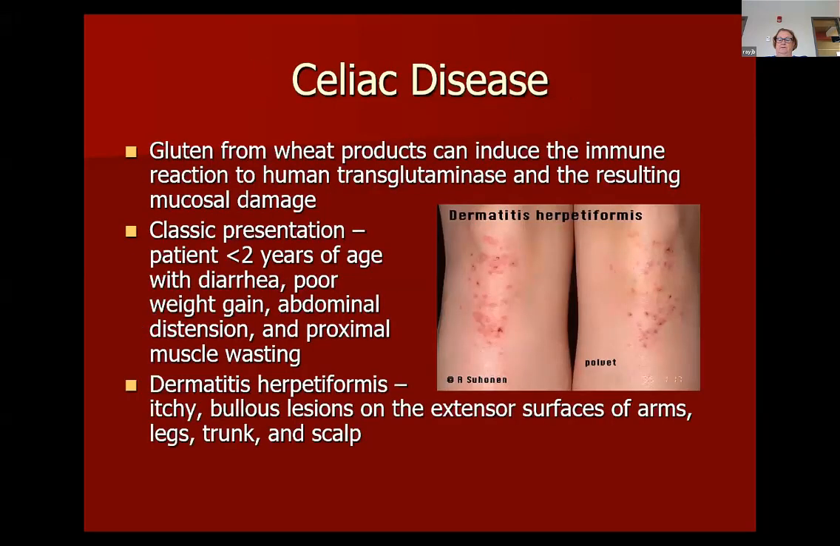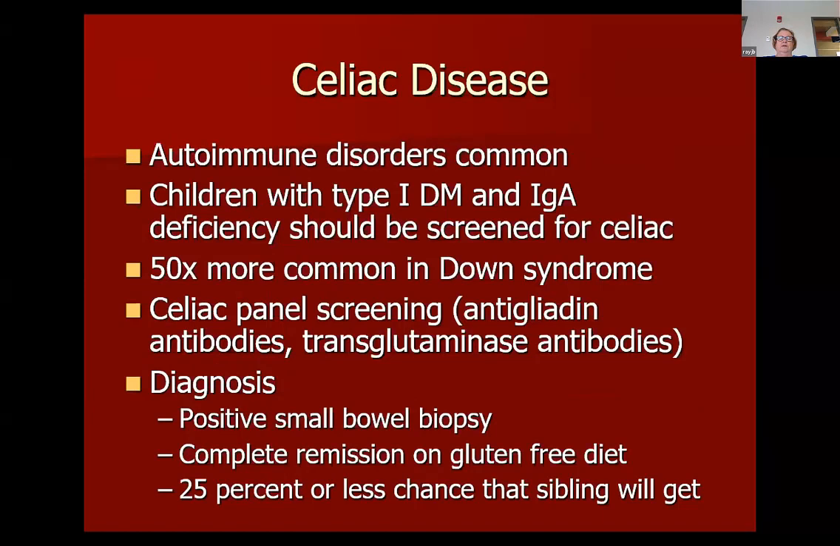Celiac disease, this is, you know, the disease of the month club. Everybody thinks they have gluten sensitivity these days, but we're more concerned, obviously, if there's a family history, and then also if you're less than 2 years of age, they've had some degree of failure to thrive, they have a distended belly and some muscle wasting. They oftentimes have a dermatitis associated with it, and a history of atopic disease in general. It's an autoimmune disorder. Children with type 1 diabetes and any type of IgA deficiency are more common.